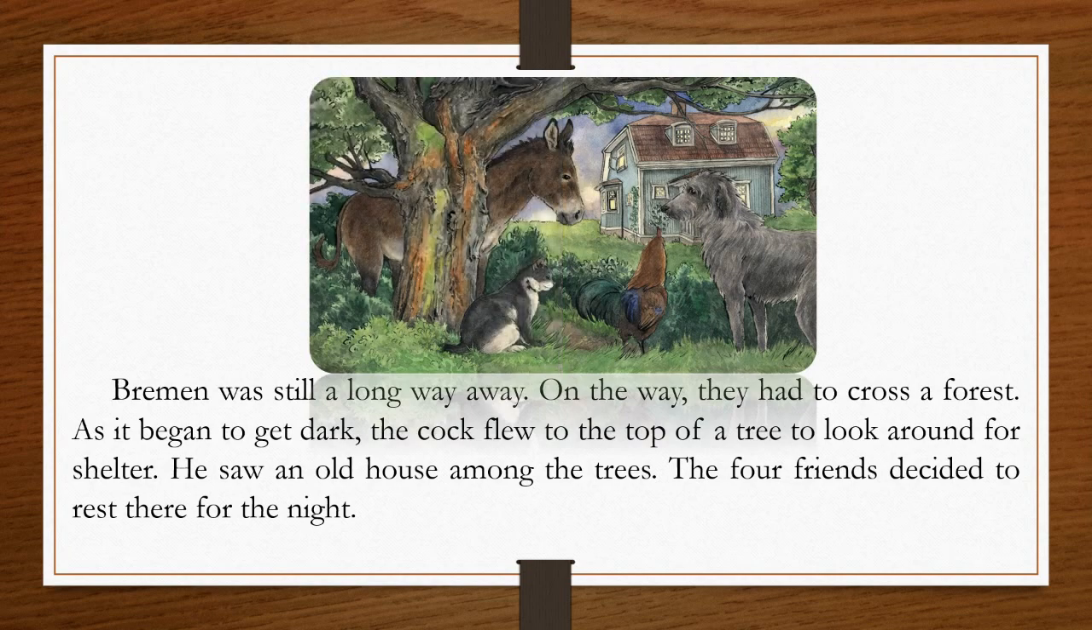Bremen was quite far. On their way, they had to cross the forest. As it began to get dark, the cock flew on the top of the tree and looked around for shelter so that they can rest there for the night. The cock saw an old house. Then the four friends, the donkey, dog, cat, and cock, decided to rest there for the night.